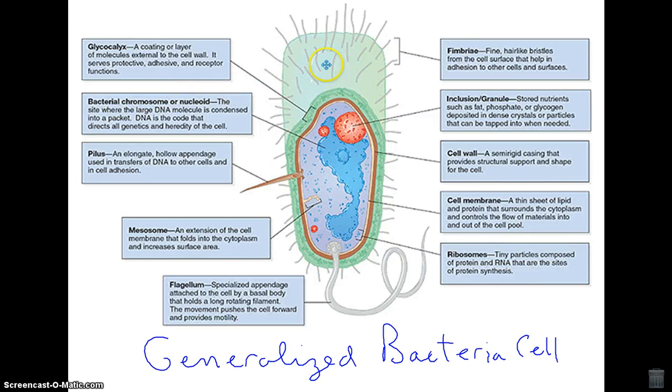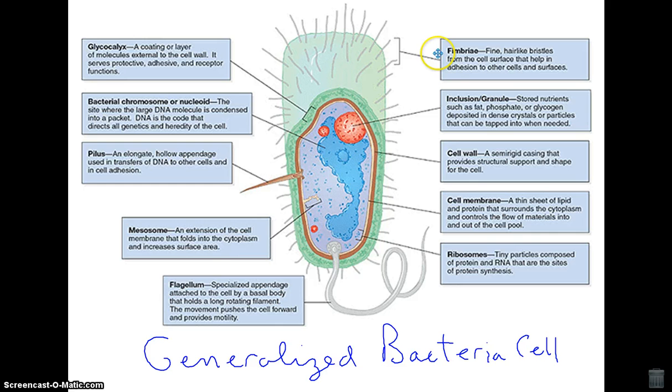Surrounding many, but not all, is the glycocalyx, or you most probably will hear it termed the capsule. The capsule is a sticky layer of polysaccharides or proteins that can help adhere to other cells, and it can also help them evade the cell defenses, so it offers some protection against the body's immune system. And as I said, usually you'll hear that referred to as the capsule.